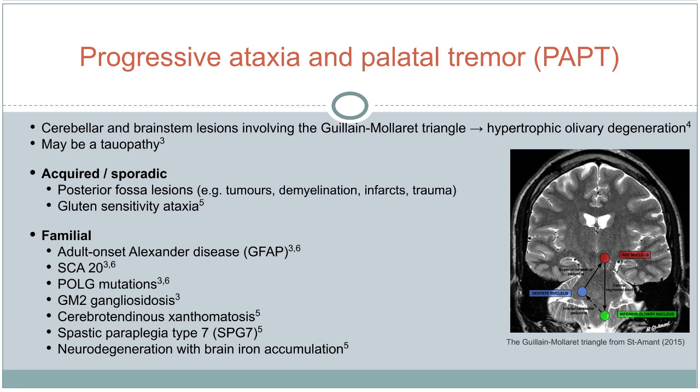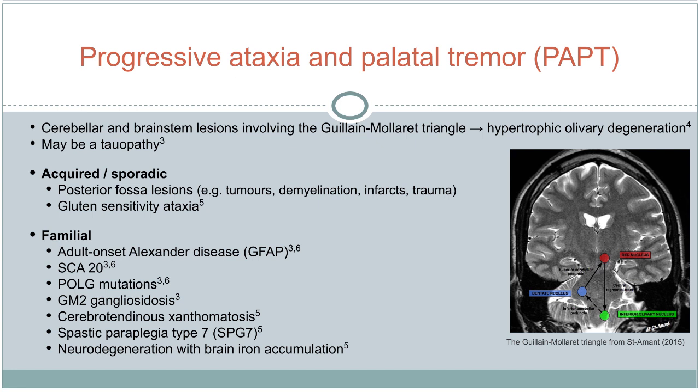It's potentially caused by cerebellar and brainstem lesions within the Mollaret triangle. So it's this neuroanatomical structure between the red nucleus, the dentate nucleus, and the inferior olivary nucleus. And that leads to the characteristic hypertrophic olivary degeneration. And some postmortem series have suggested that it's a tauopathy.